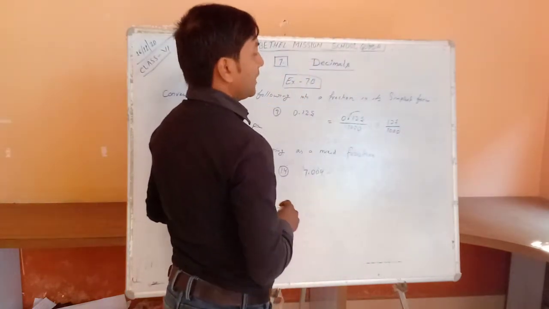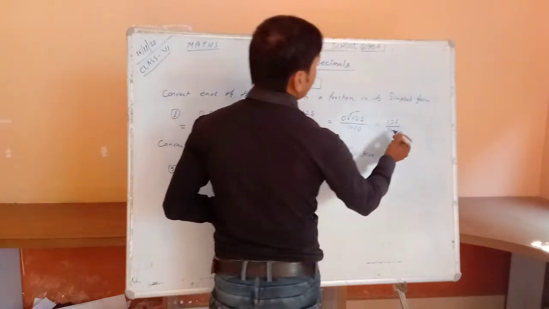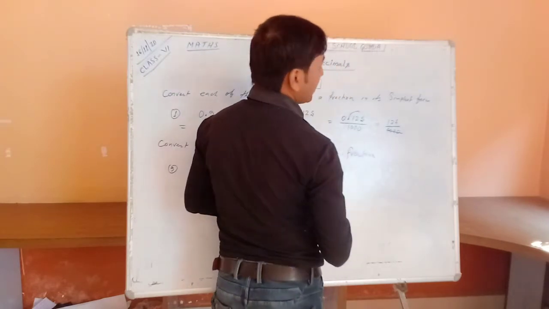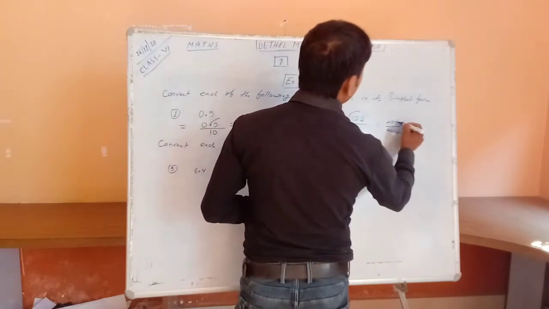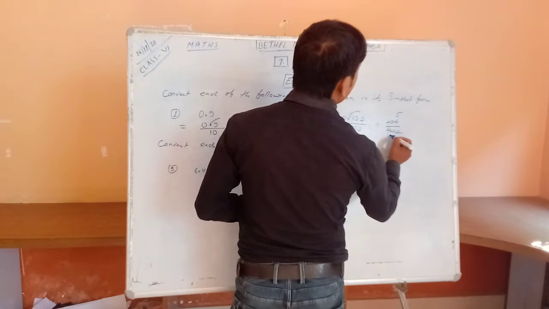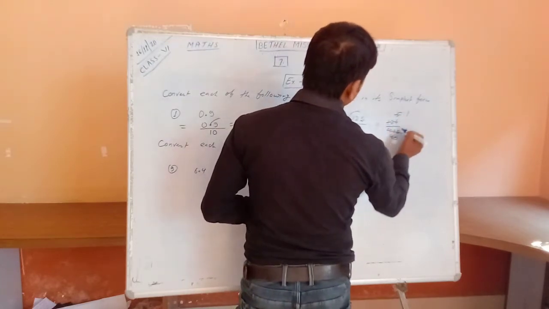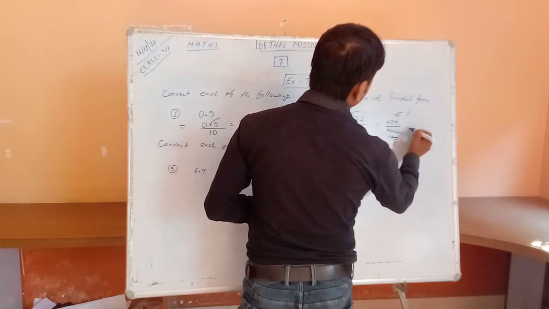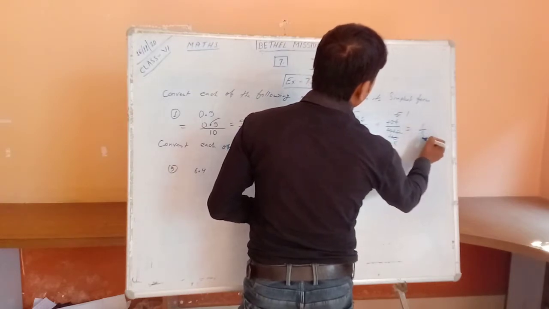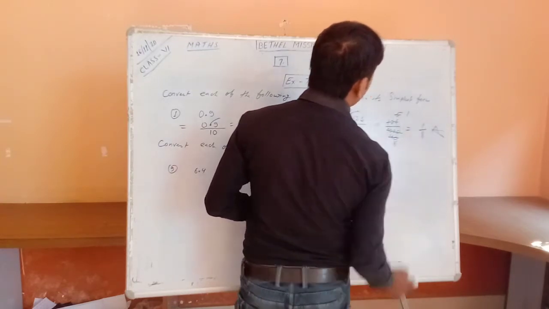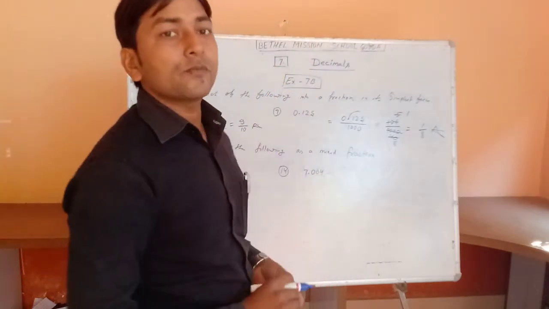It can be cut by 5. Okay, so you can cut by 5 or by 25 also. You can cut 25: 25 5s are 125 and 25 40s are 1000. Again we can cut by 5: 5 1s are 5, 5 8s are 40. It means 1 upon 8 is the answer. It is in simplest form.